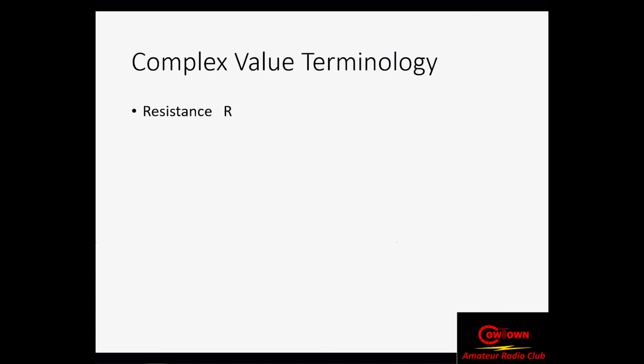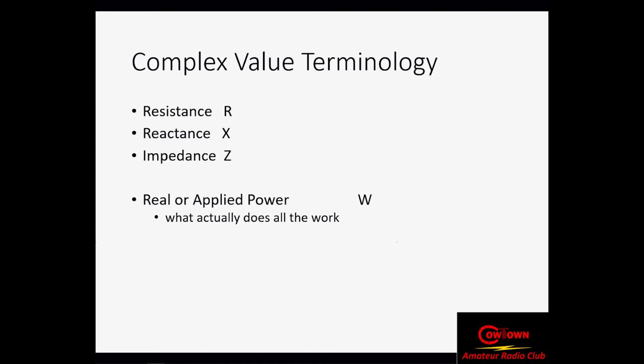We talked a little bit about complex numbers. Some of the complex values that we'll be talking about are resistance, reactance, and impedance, where impedance is a combination of the resistance and the reactance in a two-dimensional number. Another one, and we're going to get into this one today, is real or applied power. That's the power that actually does the work, and it's analogous to the resistance. Then there's reactive power.